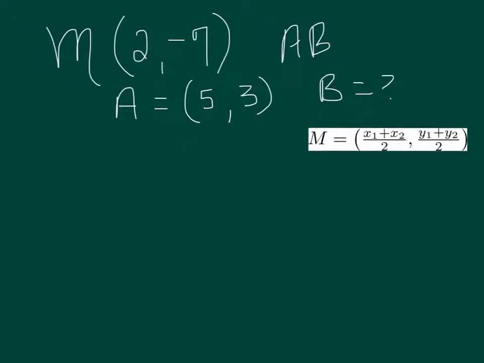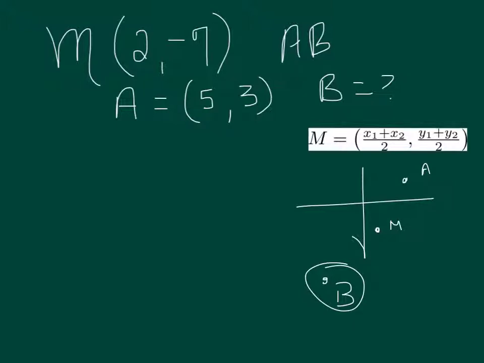So if I have a segment, let's say that this is my graph and my point is 5, 3, so it's somewhere around here, and that's A. And my midpoint is 2, -7, so somewhere around here, that's my M. Then my B is going to be somewhere around here, that's my B. And I need to find out what those coordinates are. So that's what I'm looking for.